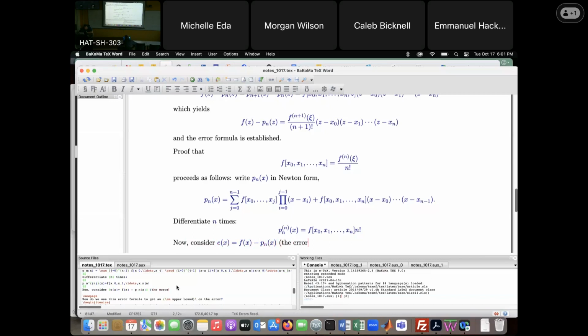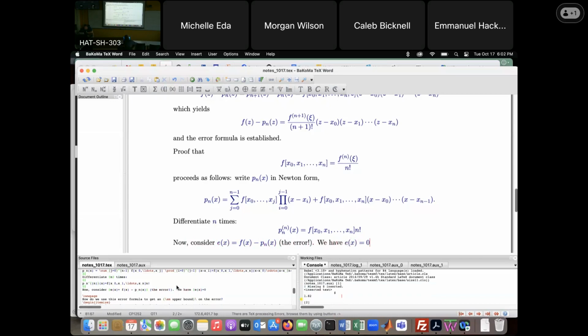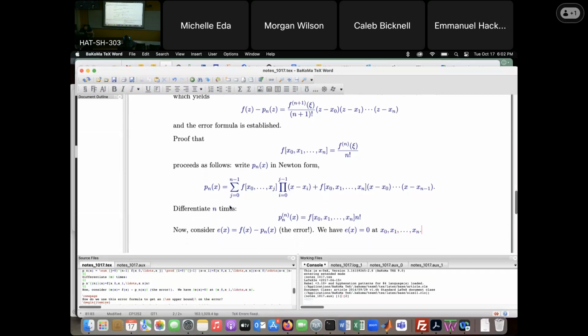Now this is the interpolation error. So we have E of x is equal to 0 at all the interpolation points x0, x1, through xn. Now, this is where Rolle's theorem is used. Rolle's theorem says that if a function is equal to the same value at 2 points, its derivative is 0 in between. Well, here we have a function equal to 0 at n plus 1 points.